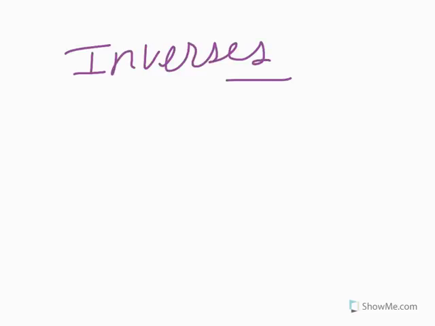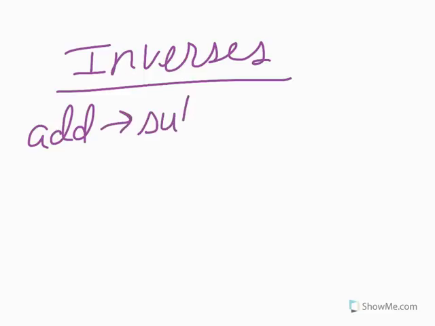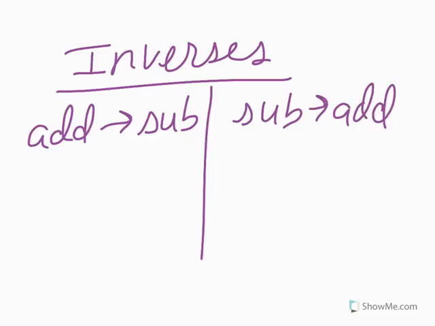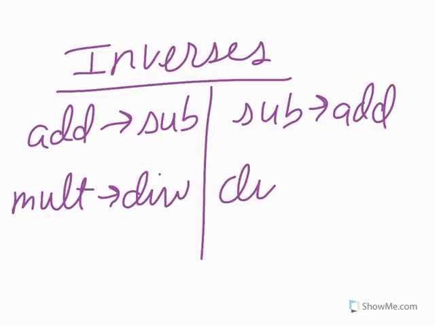So to solve equations, we're going to learn a little bit about what we call inverses. And inverses are operations that undo one another, that cancel each other out. So it's very simple, so don't worry. The inverse of the operation addition is subtraction, and vice versa. The inverse of the operation subtraction is addition. The inverse of the operation multiplication is division. The inverse of the operation division, just as you might expect, is multiplication.